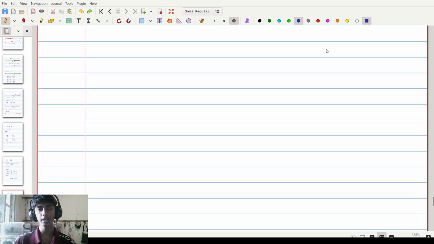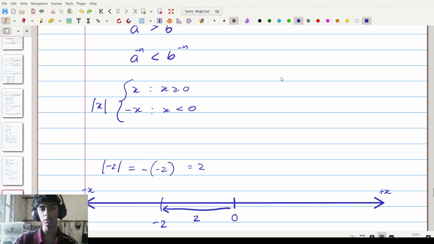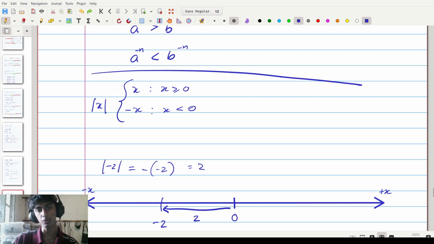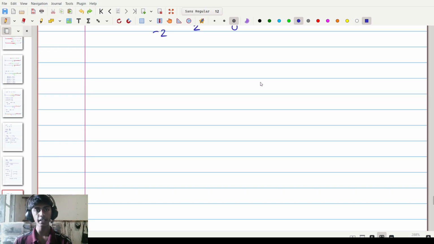Similar to this, we can have other functions that operate differently based on their inputs. This is one example of such a function. Such functions are known as piecewise functions. Here, the modulus function is a piecewise function because it has one behavior for certain values of x and a different behavior for certain other values of x. In general, a piecewise function is defined as something like this.